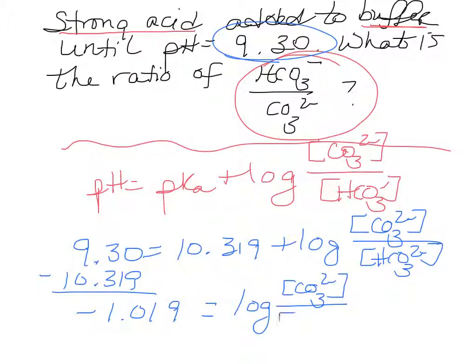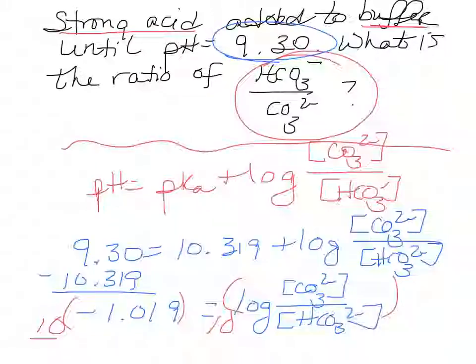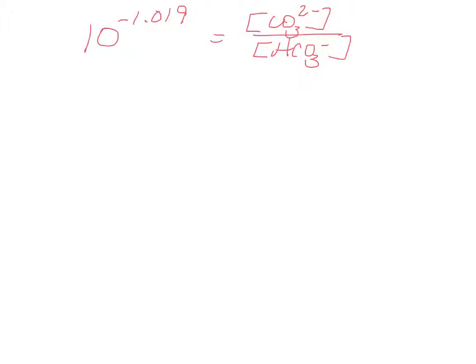So you remember how to get rid of log base 10s. You do it by raising both sides to the power of 10. I will solve the math for that on the next page. All right, so 10 raised to the minus 1.019 is 0.0957, and that is the ratio of carbonate to bicarbonate.